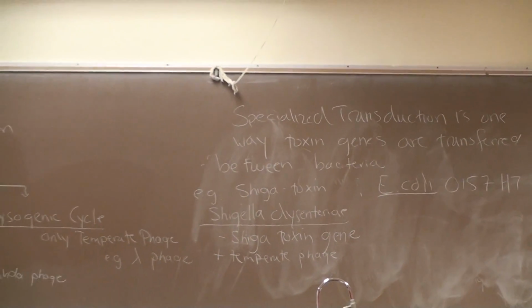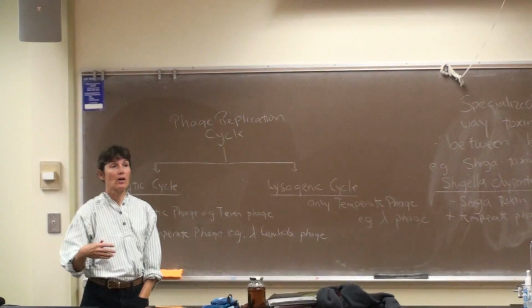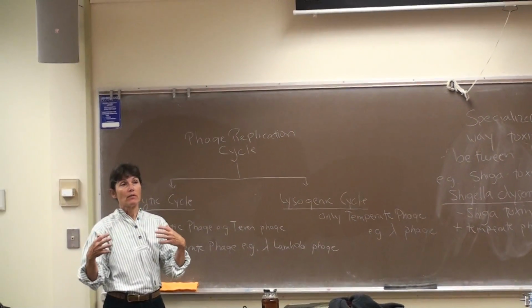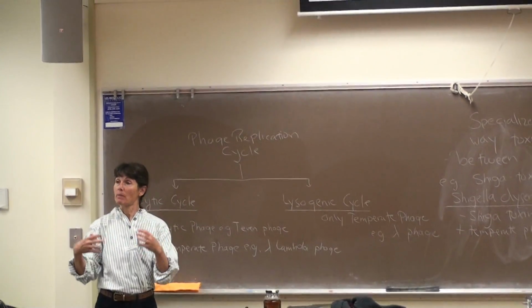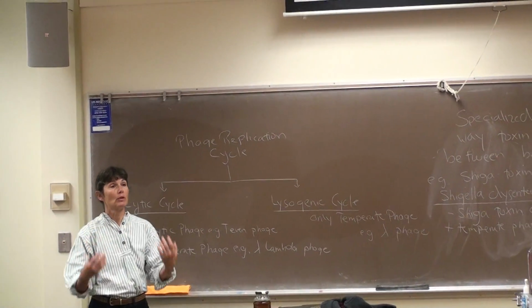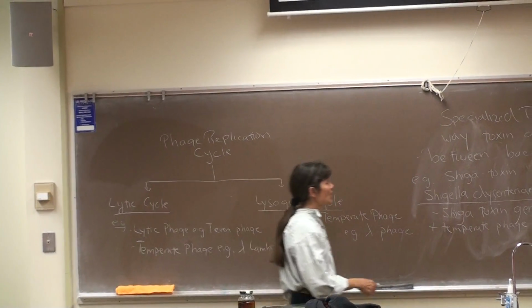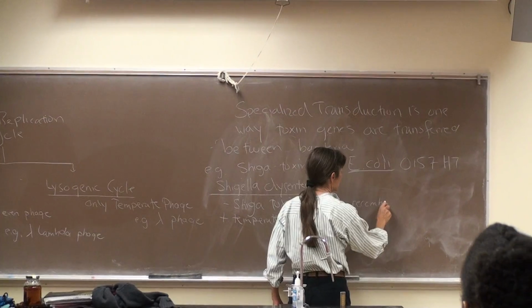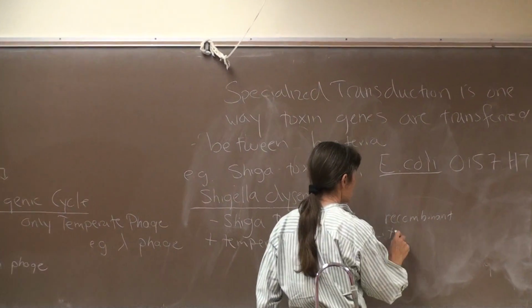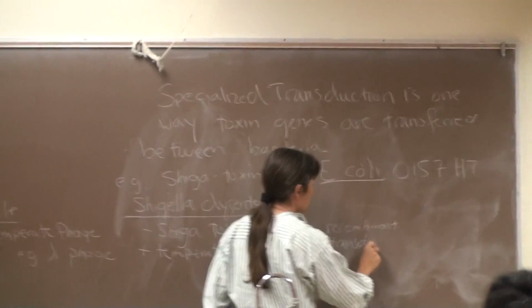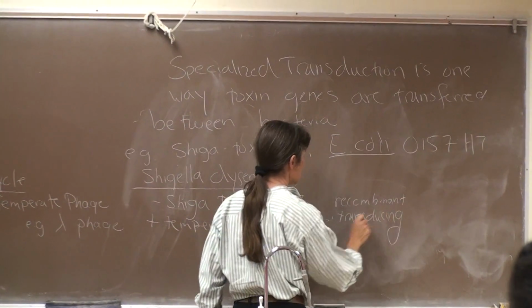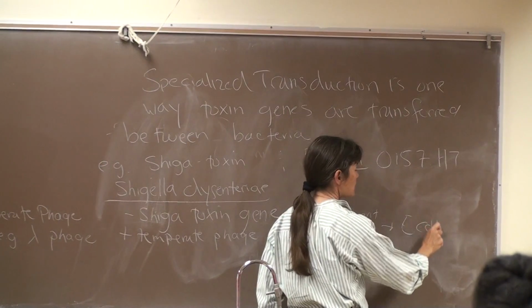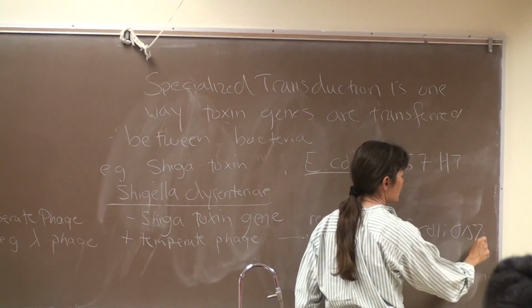So it went into the lytic cycle. We had replication of the phage DNA and the Shiga toxin gene. That combination of phage and Shiga toxin DNA was packaged into new phage that were released. And one of those recombinant phage, so we call them transducing phage, infected which bacterium? That non-pathogenic E. coli O157:H7.